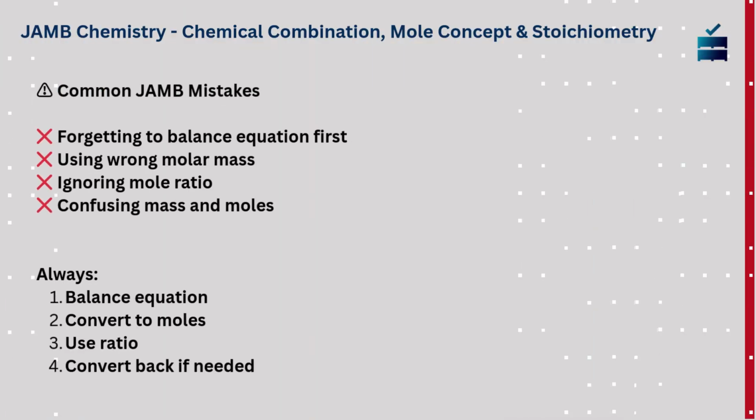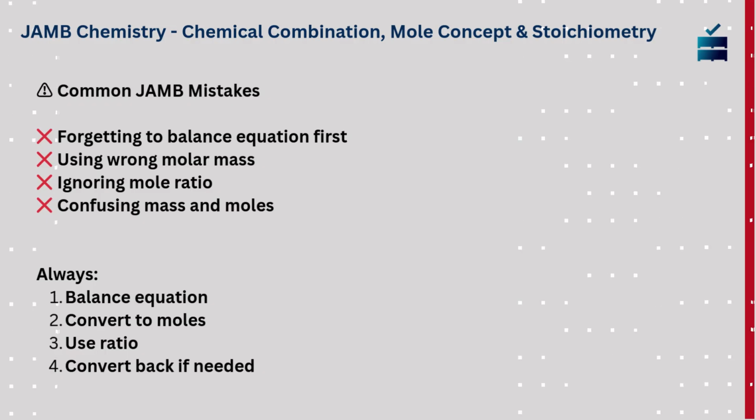Common JAMB mistakes. Forgetting to balance the equation first. Using the wrong molar mass. Ignoring the mole ratio. Confusing mass and moles. Always balance the equation. Convert to moles. Use the ratio. Convert back if needed.